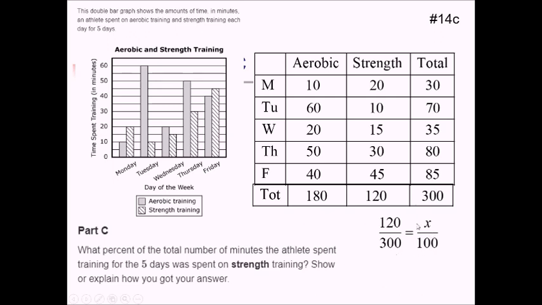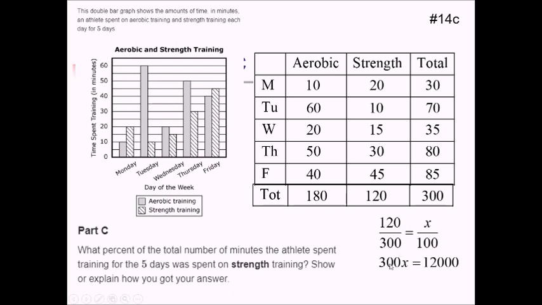So if I cross-multiply and solve this proportion, I'll figure out what percentage 120 is of 300. So I can write 300x equals, and then 120 times 100, that's going to be, let's see, 1, 2 with a 1 with 3 zeros after it, so 12,000.